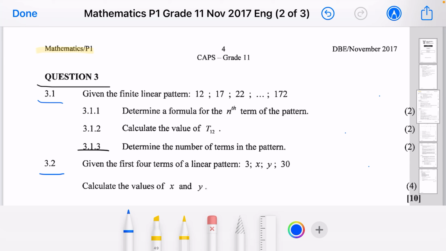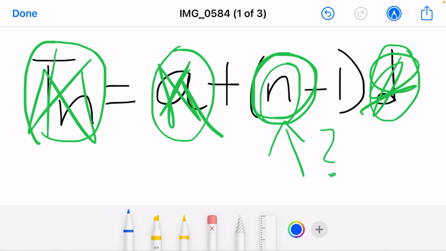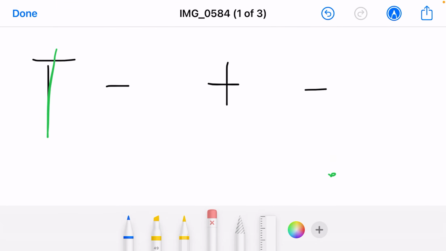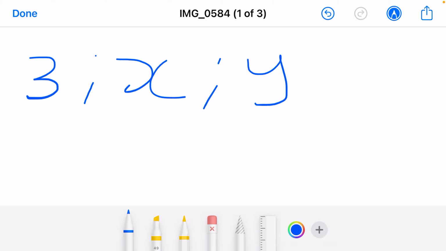What an interesting question, ladies and gentlemen. Let me see if I can just write down the given pattern. So I'm just going to quickly remove all of this, ladies and gentlemen. Just want to make sure that you fully understand. Okay, so I think we're given 3 followed by x followed by y followed by 30.